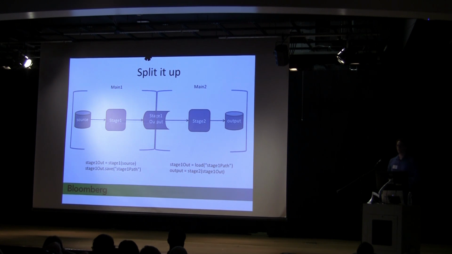So now we have stage 1 with its own main entry point, and stage 2 has its own entry point. When we run stage 1, it saves to a certain spot, and then when we run stage 2, it reads from that spot and does its thing. And this is better because now we can debug our mysterious problem that's happening in stage 2, and we can do it quickly.